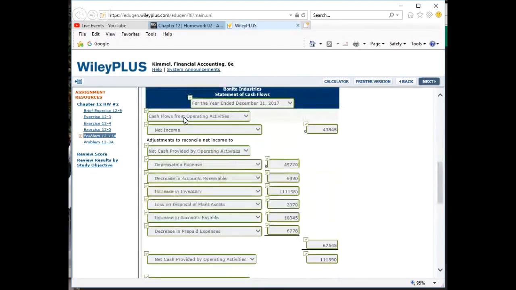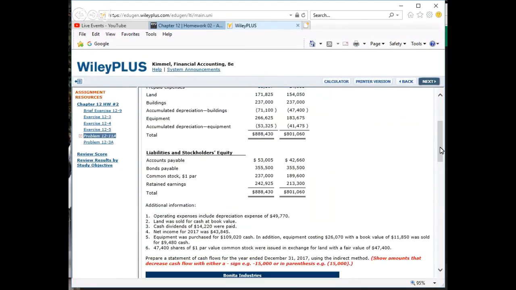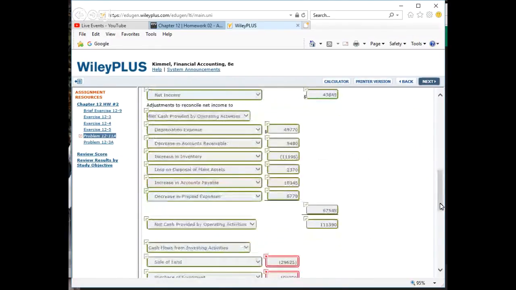So we'll start out with cash flow from operating activities, net income, and the net income is given up here in our additional information. And then down below, when we fill in all these assets, we have to remember that they are inverse. When the asset balances go down, that has an inverse relationship with cash, meaning that the cash goes up. And when assets go up, cash goes down. And that's the opposite relationship for the liabilities.